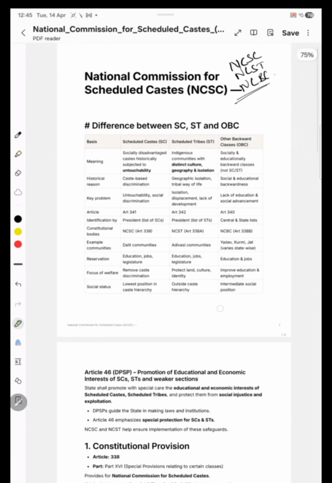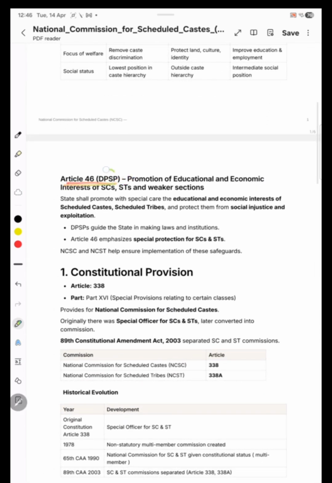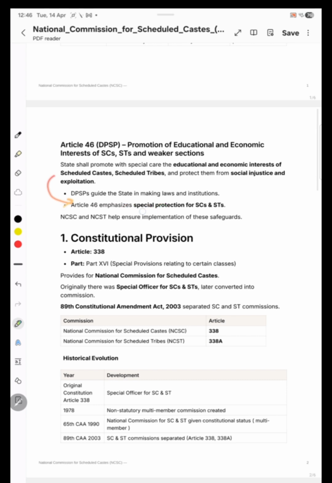Now let's begin NCSC. The core idea basically comes from Article 46. Article 46 is in the DPSP, Directive Principles of State Policy. So DPSP guide the state in making laws and institutions, right? Article 46 is about promotion of educational and economic interests of SC, ST and weaker sections. It says the state shall promote with special care the educational and economic interests of Scheduled Castes and Scheduled Tribes and protect them from social injustice and exploitation, right? So Article 46 emphasizes special protection for SC and ST. NCSC and NCST were created to help ensure implementation of these safeguards, right?